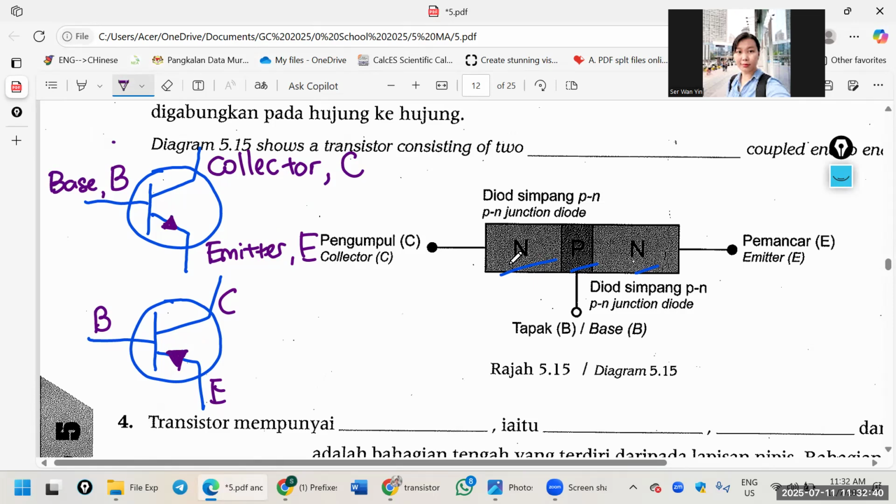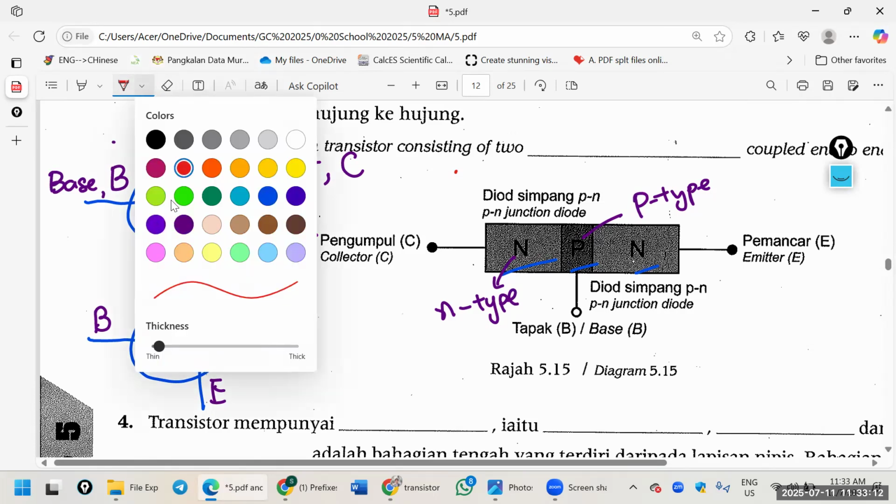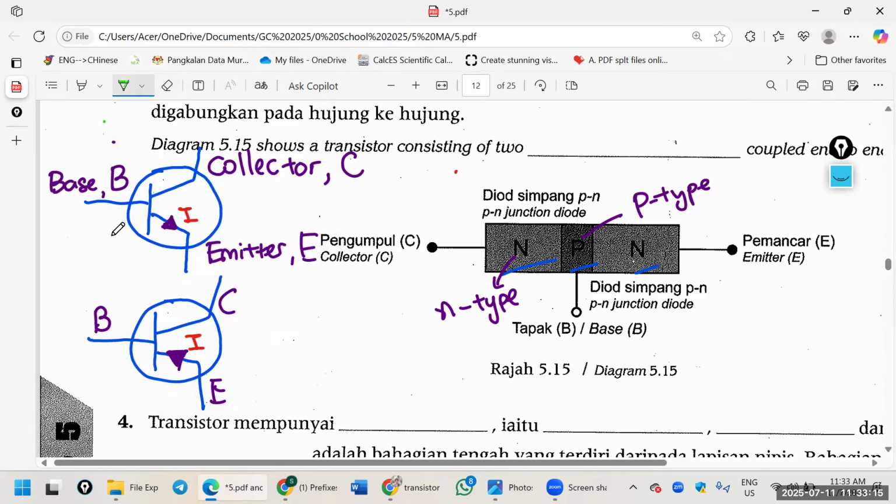Okay, N and P actually mean N type. N type means negative type. P means P type of semiconductor. So now, this arrow actually shows the current flow. Okay, now can you please recall, does current always flow from positive to negative or negative to positive? Yes, positive to negative. So now look at the top one, positive to negative. Then positive to negative for the bottom one.